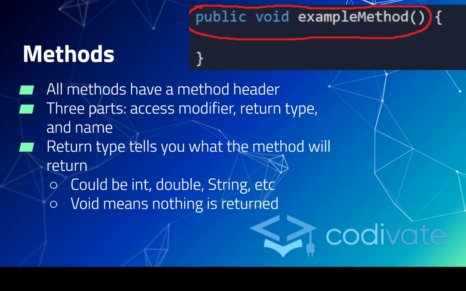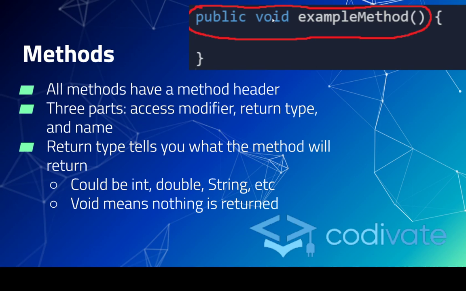Alright, first thing we're going to talk about are methods. They all have a method header, which consists of these parts. The word public here is known as the access modifier. Generally for methods, you want to always have it on public, and we might talk about that in one of the later lessons, but for now, just remember that methods are public. Next thing is the return type.